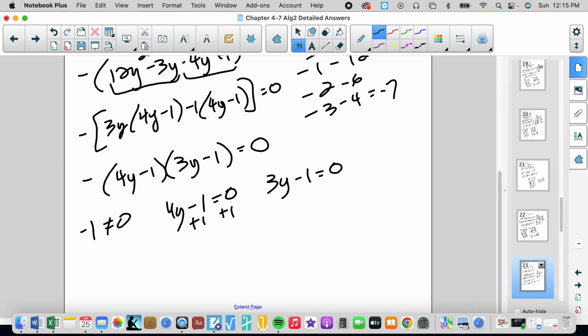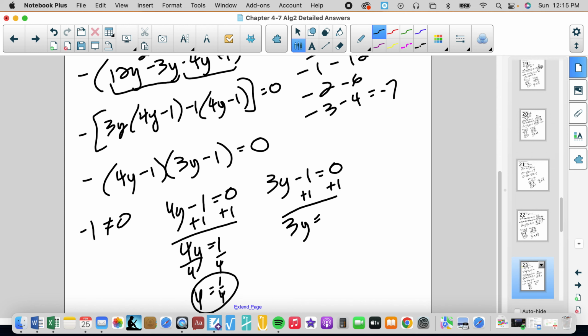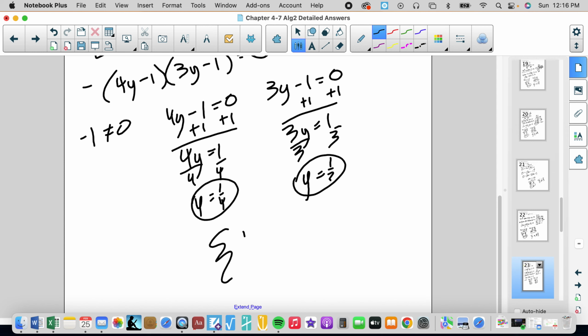Add 1. 4y equals 1. Divide by 4. Y equals 1/4. Plus 1 plus 1. 3y equals 1. Divide by 3. Y equals 1/3. Those are my two solutions. 1/4 is smaller than 1/3, Mr. Mac. And that's our answer.